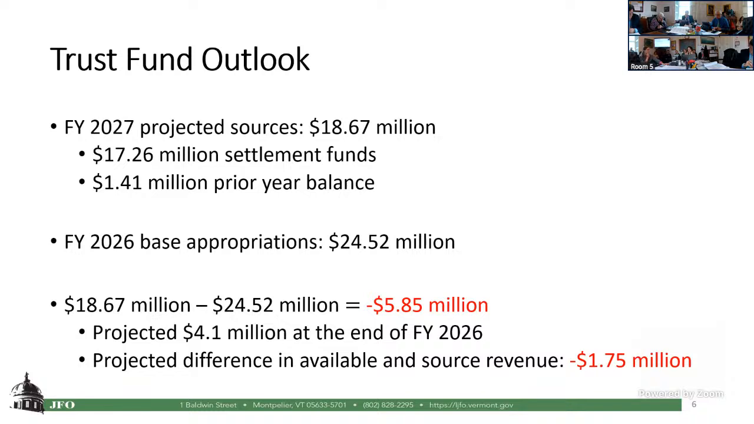Yes, there is one-time money available in the tobacco fund right now, but to the extent you spend any of that in FY 26, it will just make the hole bigger in FY 27. You'll have to find other things to cut.